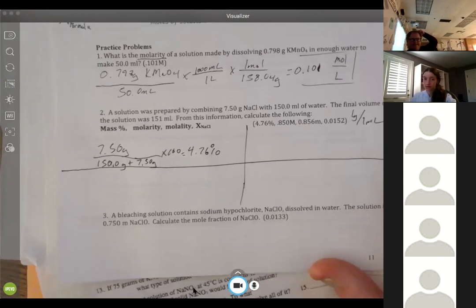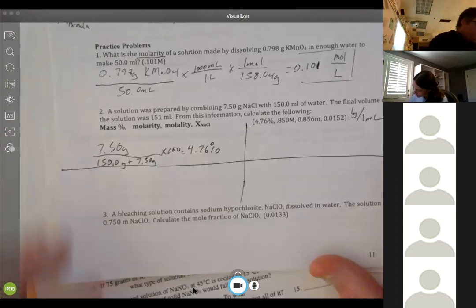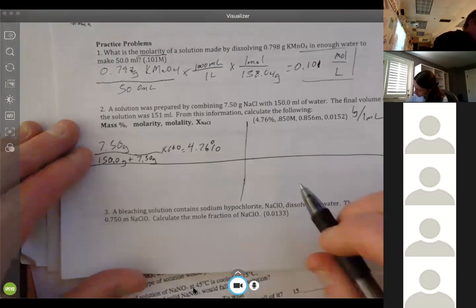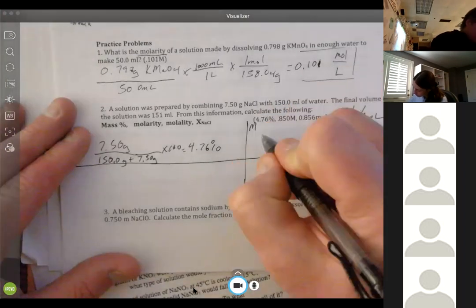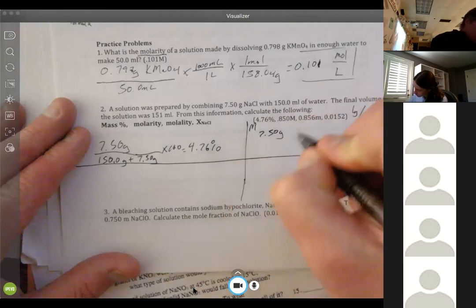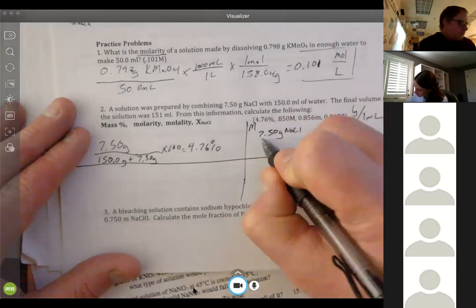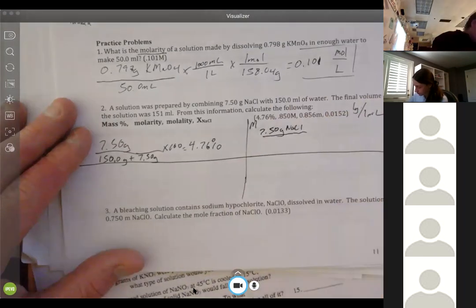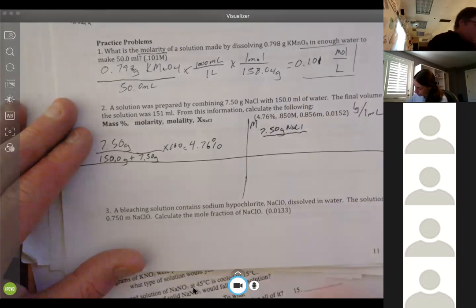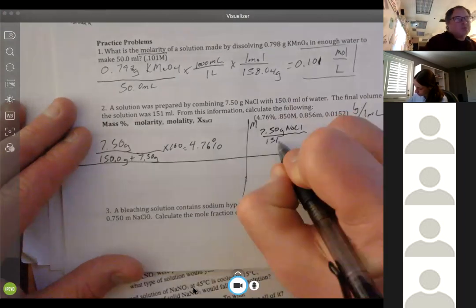I can do the molarity. Okay. So how are you going to get moles of solute? You just start with the 7.5 grams. Good. So we have 7.5 grams of NaCl, and then put that over, would it be the 151 milliliters? It would. Very good. 151 milliliters, because that is the volume of the solution.